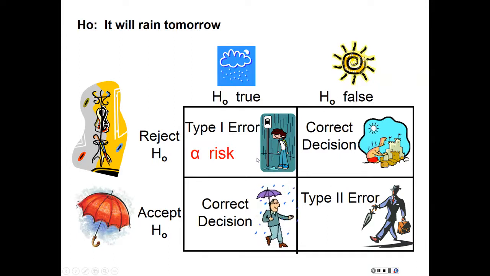That'd be erring on the side of caution, wouldn't it? This is erring on the side of caution, and this one is not. This one also has a probability. Its probability is called beta. It's a little harder to calculate risk based on beta, so we usually focus on not making type 1 mistakes. But in this case, the type 1 mistake would be the more serious mistake of the two because you're going to get wet. Whereas here, okay, you carry a few extra ounces in your umbrella.